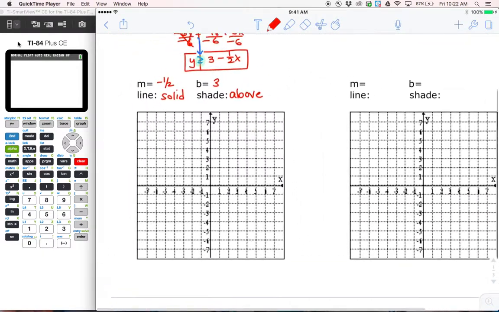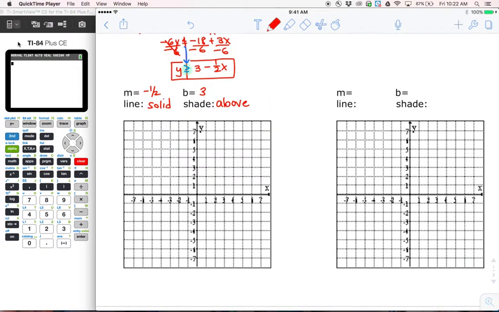All right, first point on the line is going to be here at 3. And my slope is negative 1/2, so down 1, right 2. Down 1, right 2, down 1, right 2, and here is my solid line. All right, solid line this time. And now we're going to shade above. So we're going to go everywhere on the line up above it, and that's where we shade.